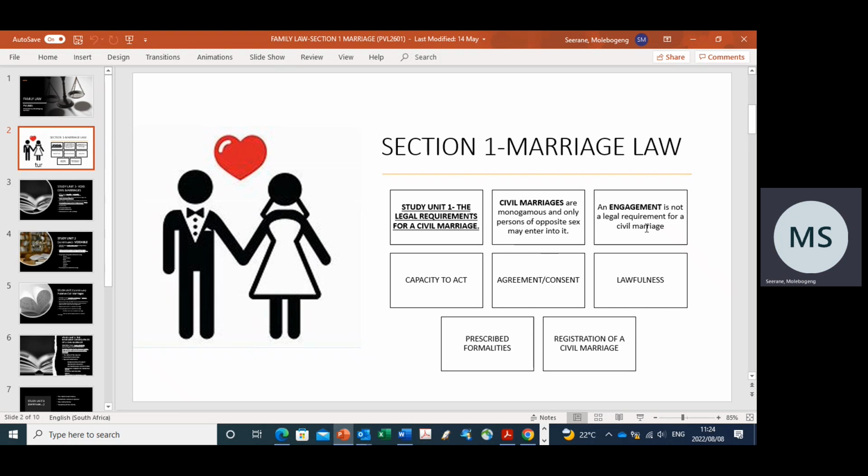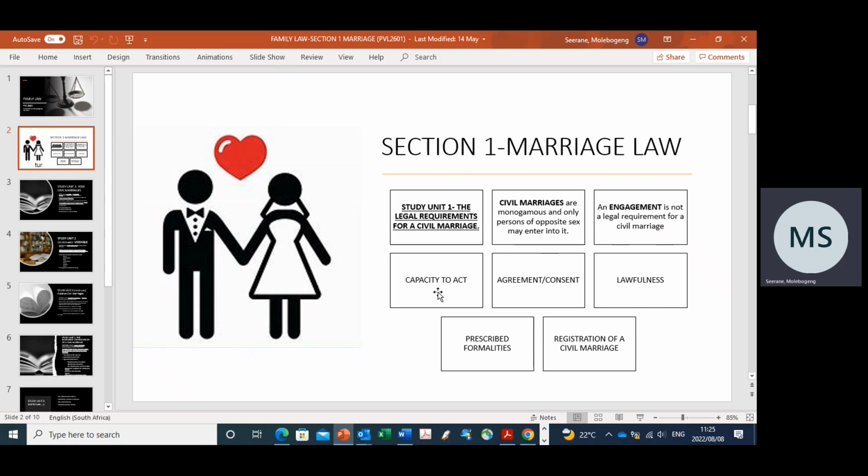Just for clarity's sake, you need to understand that an engagement is not a legal requirement for a civil marriage. People usually, before they enter into marriage, have the man propose to the woman, asking for her hand in marriage. So note that an engagement is not a legal requirement for a civil marriage. Now that we have that out of the way, we will go straight to the first requirement for a civil marriage.